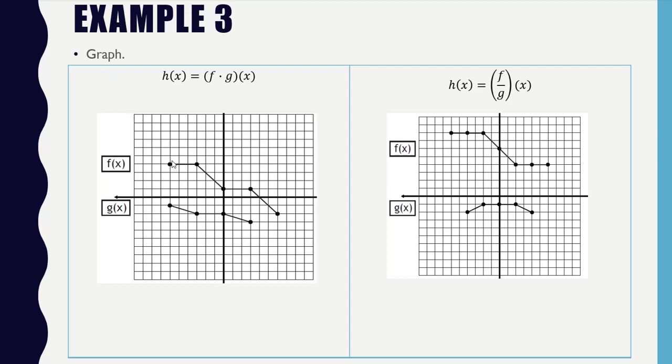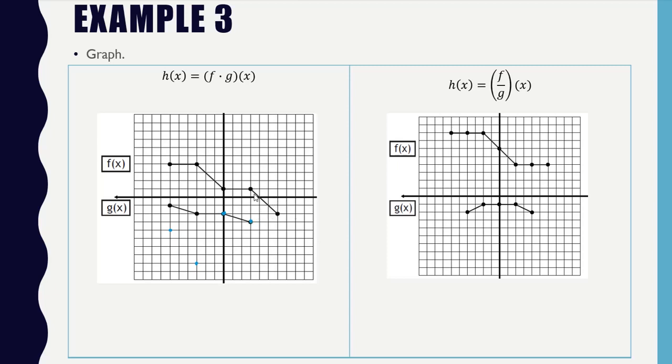So we have 4 times 1 is negative 4. So just be careful of that positive negative part. And then 4 times negative 2 is negative 8. So 5, 6, 7, 8. And then 1 times negative 2 is negative 2. 1 times negative 3 is negative 3.